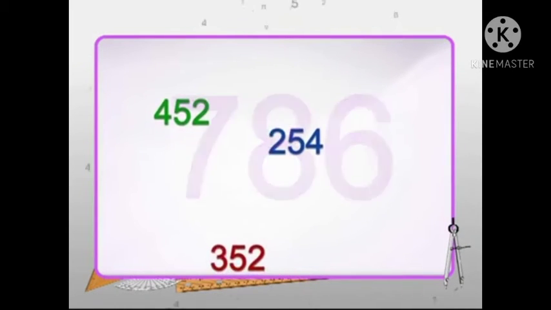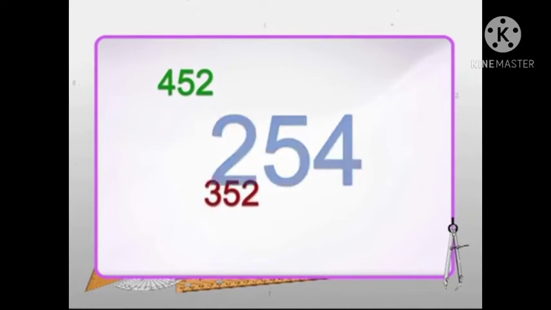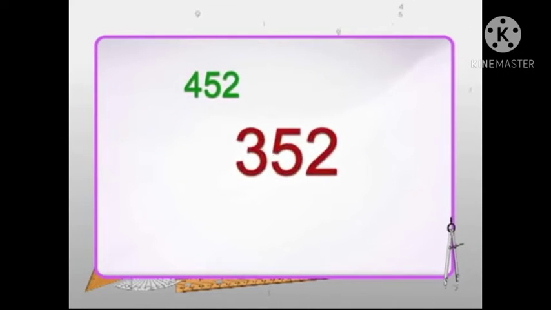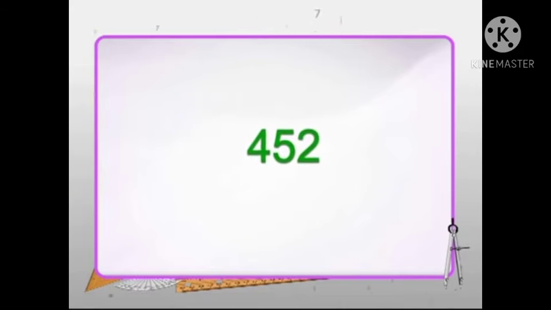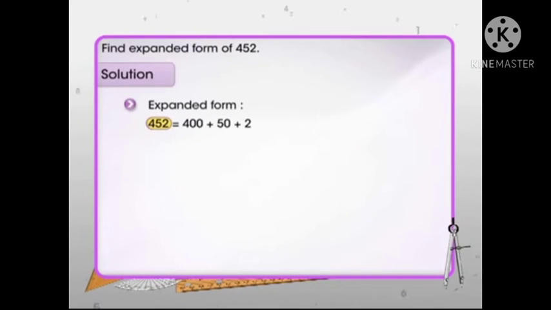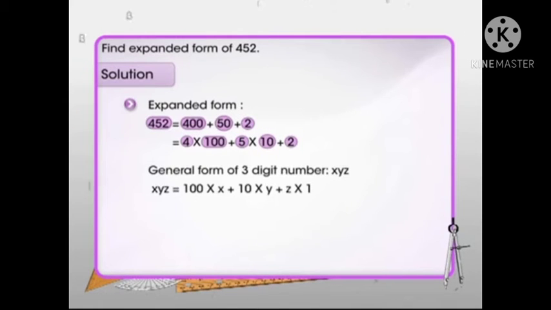Now, what about numbers with 3 digits? Let's find out. Extending the same logic to a 3-digit number like 452. 452 can be written in expanded form as 400 plus 50 plus 2, which further can be written as 4 into 100 plus 5 into 10 plus 2. Let's generalize it. A 3-digit number xyz is equal to 100 into x plus 10 into y plus 1 into z, which is 100x plus 10y plus z.